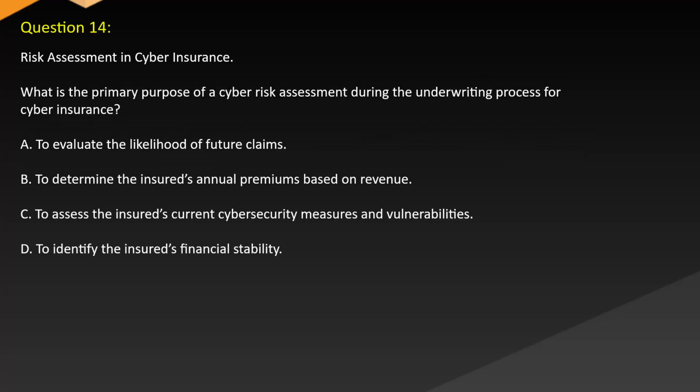Question 14. Risk assessment in cyber insurance. What is the primary purpose of a cyber risk assessment during the underwriting process for cyber insurance? A. To evaluate the likelihood of future claims. B. To determine the insured's annual premiums based on revenue. C. To assess the insured's current cybersecurity measures and vulnerabilities. D. To identify the insured's financial stability.